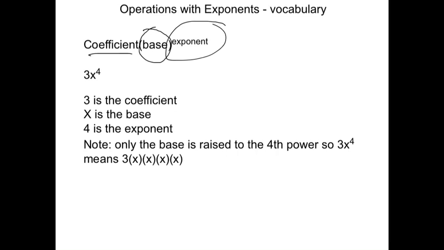So for 3x to the fourth power, it means that only the x is repeated 4 times. So 3x to the fourth means 3 times x times x times x times x. It is crucial that you understand this so that we can go forward.